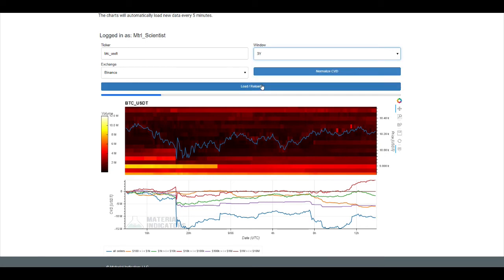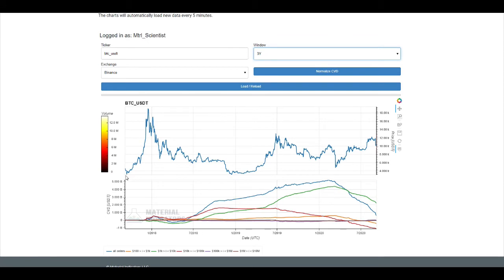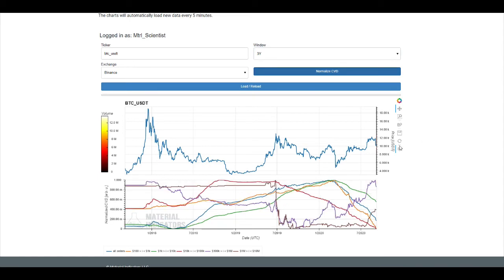So if you go to 3 years, then you will see the price history of the last 3 years for Bitcoin. And as you can see, the absolute CVD is not very helpful here. But as soon as you switch to the normalized view, you can see that at the top of $14,000 last year, whales aggressively started selling. Whereas after the flash crash in March this year, whales aggressively started buying while everybody else sold.